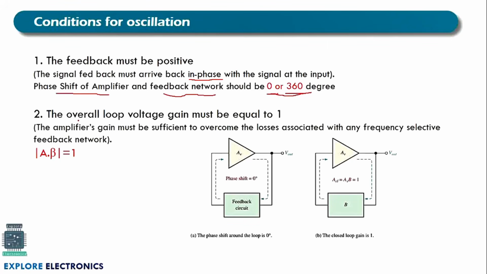And the second condition is that the overall loop voltage gain, means the overall gain G, must be equal to 1. We need to design the amplifier and the feedback network in such a way that the overall gain should be equal to 1. Means A is the gain of the amplifier, beta is the gain of the feedback network or the feedback factor. If we take the product of those two, that should be equal to 1. These two are the conditions a circuit should satisfy to get the sustained oscillation as the output.